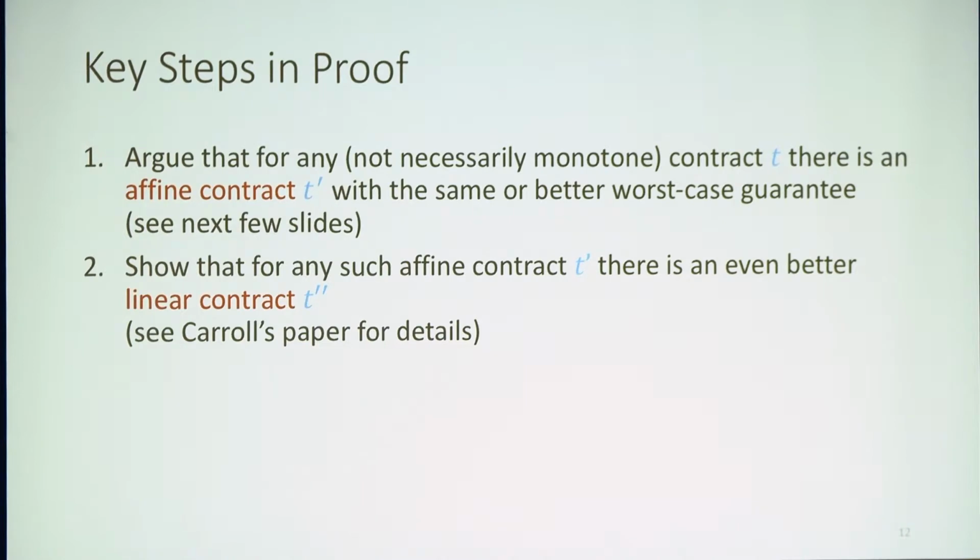I think it's nice. So the two key steps in the proof are, first, that if you start from any not necessarily monotone contract T, then there's an affine contract T prime with the same or better worst-case guarantee. That's what I want to show you next. So affine would just be alpha times R plus beta. And then if you have such an affine contract, you can always further improve it to a linear contract T double prime. That's straightforward. You can check the paper for details. Okay, so let me give you the intuition why affine is good.